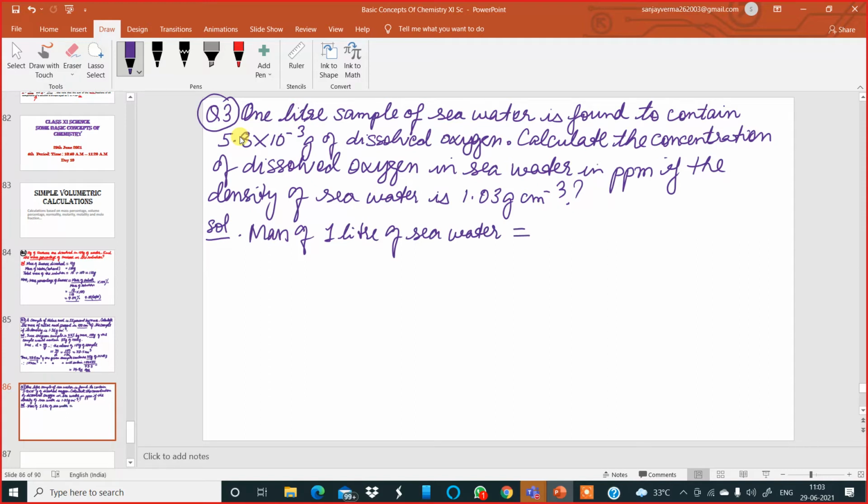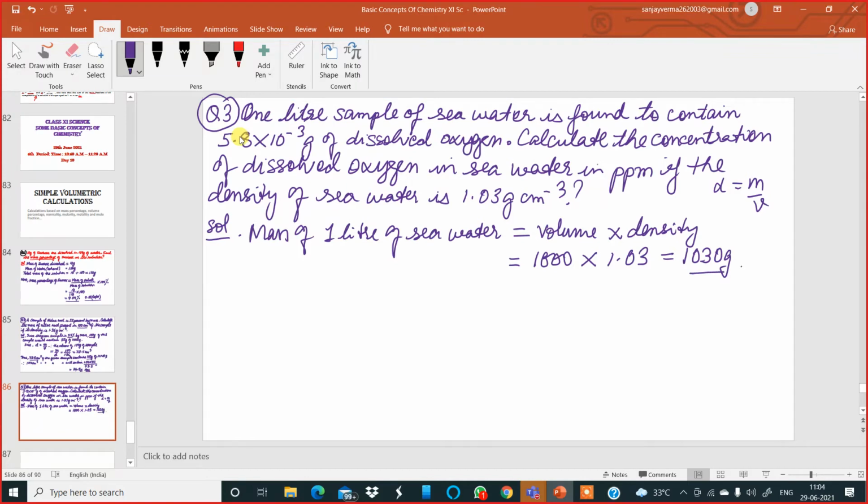1 liter means 1000 centimeter cube. Apply the formula of density, mass by volume. So mass will be volume into density. Volume of 1 liter of seawater means 1000 centimeter cube, multiplied by 1.03. This will give me the mass of 1 liter of seawater to be equal to 1030 gram.